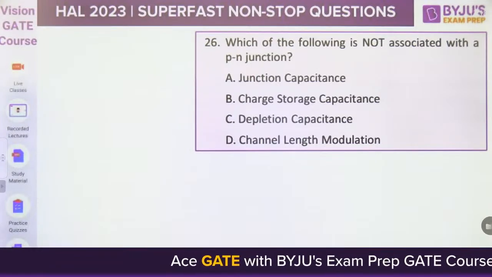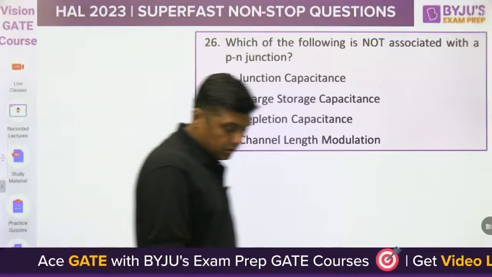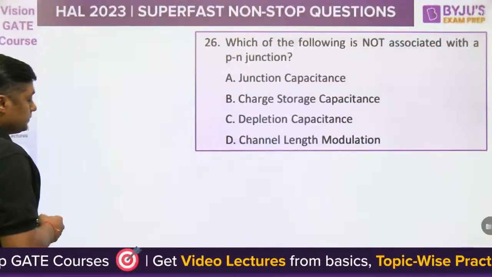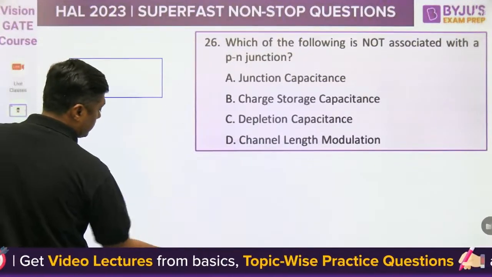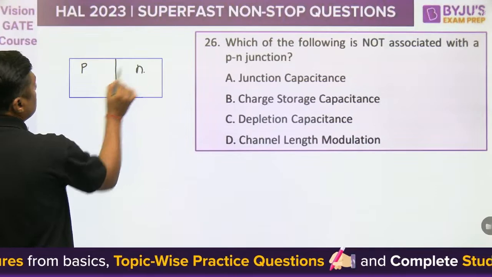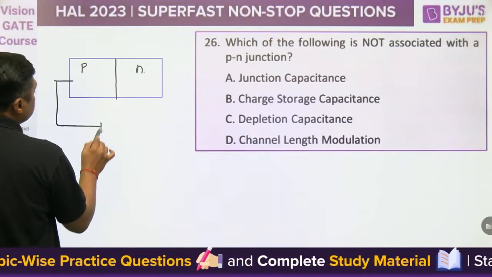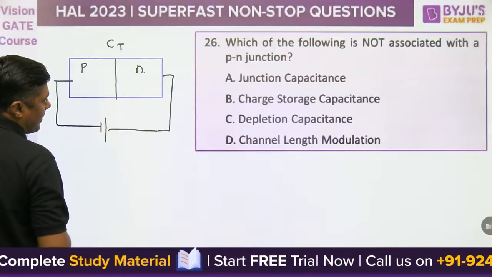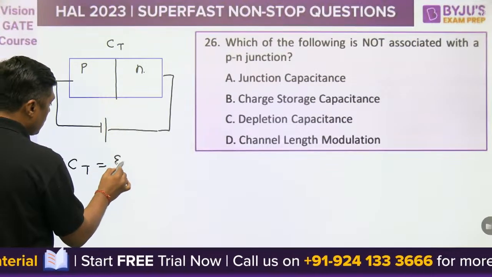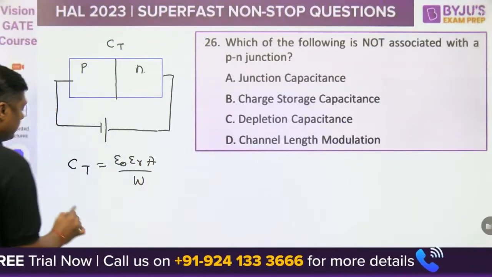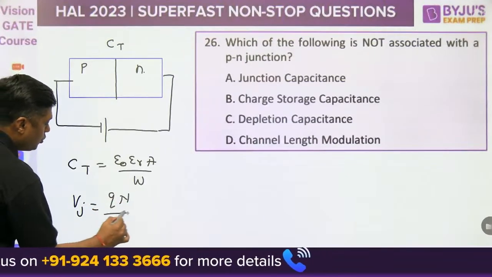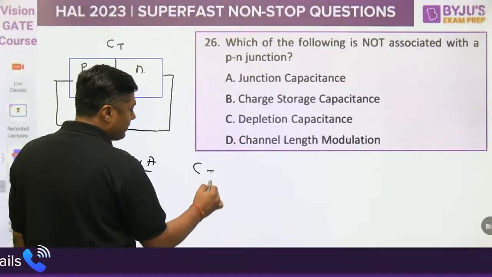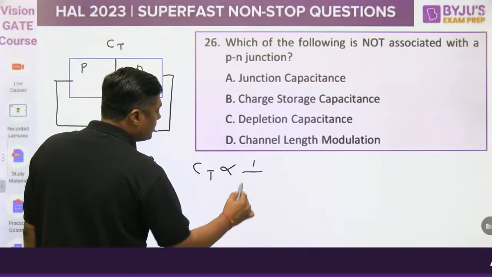Which of the following is not associated with the PN junction? Diode. This is the PN junction. When it is reverse biased, we have depletion capacitance, CT. Depletion capacitance is epsilon R A by W, where W is the depletion width. And Vj is the junction potential, and CT is proportional to 1 by root over Vj.